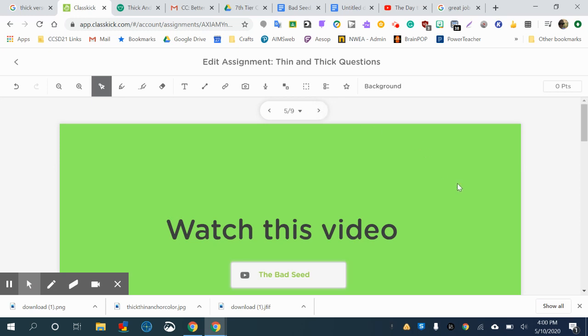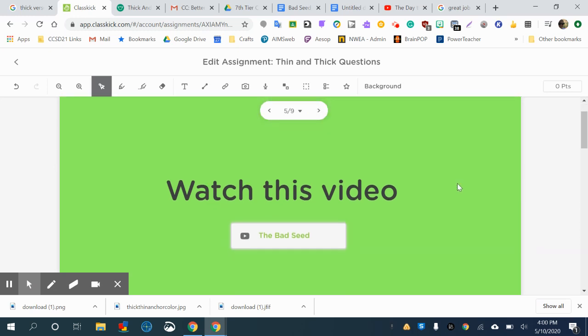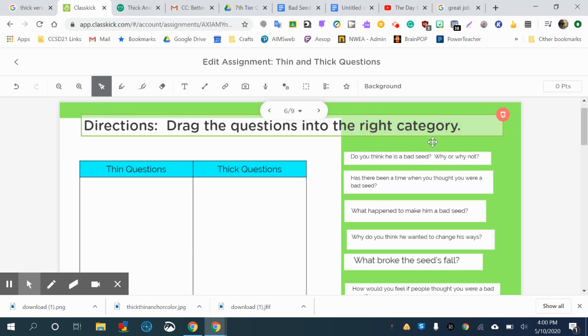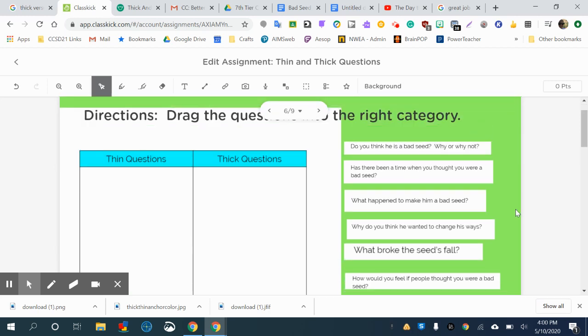When you get to slide 5, there will be a video. It's a picture book called The Bad Seed. We're going to want you to watch that video. Then you are going to do a drag and drop. So if you see, there's all these questions on the side here, and you're going to drag and drop them into the right category. So if you think it's a thin question, you're going to drag it to thin question. If you think it's a thick question, you're going to drag it to thick question. Don't have to answer the questions. We just want you to say, is it a thin or a thick question?